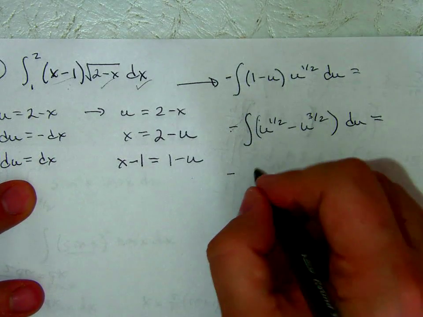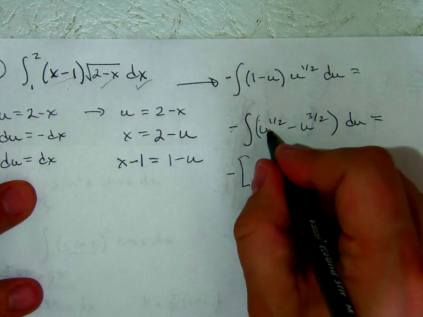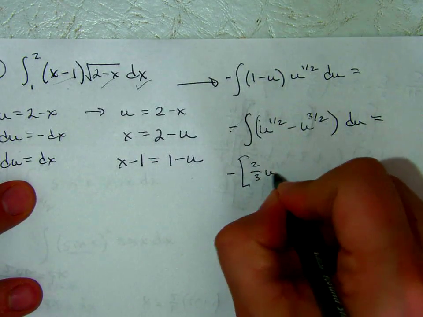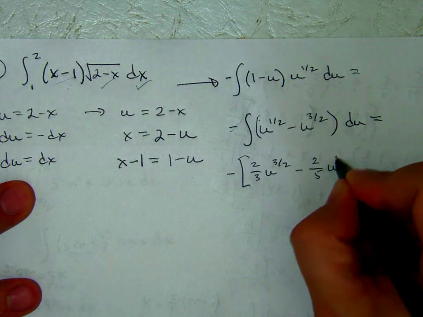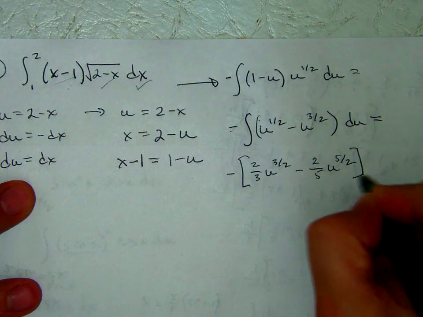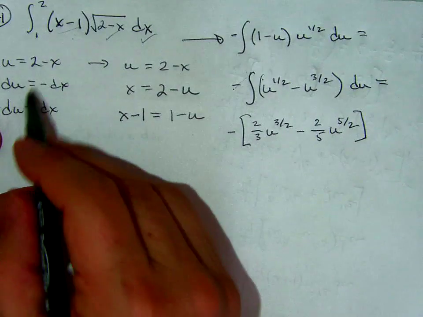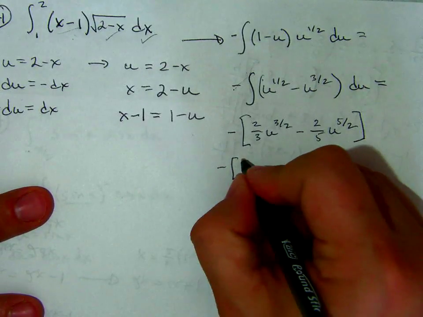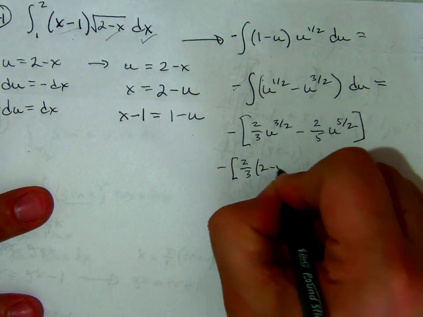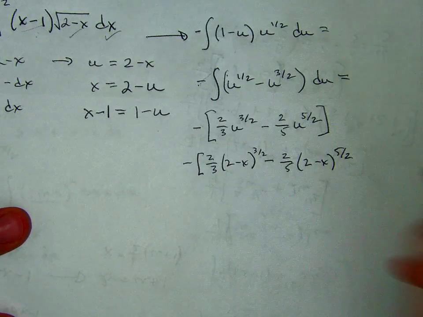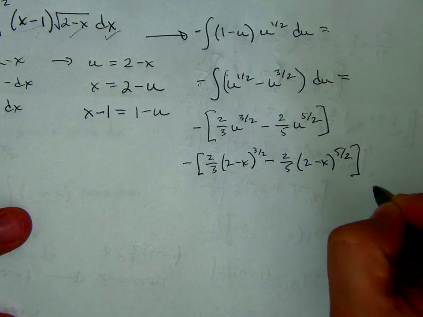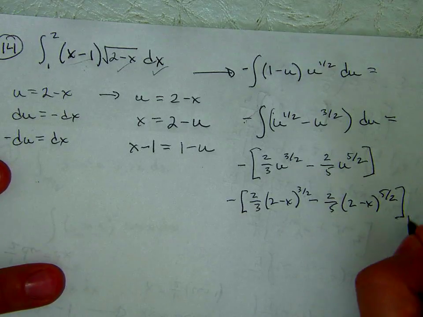And then I end up with negative, okay, so antiderivative of u to the 1/2, that's going to be 2/3 u to the 3/2 minus 2/5 u to the 5/2. And now I can go back and undo my substitution. I end up with negative 2/3 times 2 minus x to the 3/2 minus 2/5 times 2 minus x to the 5/2. And my limits of integration were 1 to 2, so I'm going from 1 to 2.